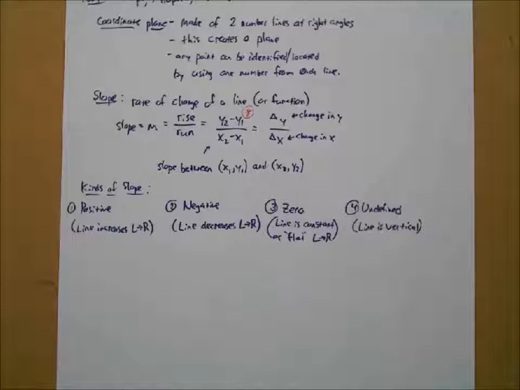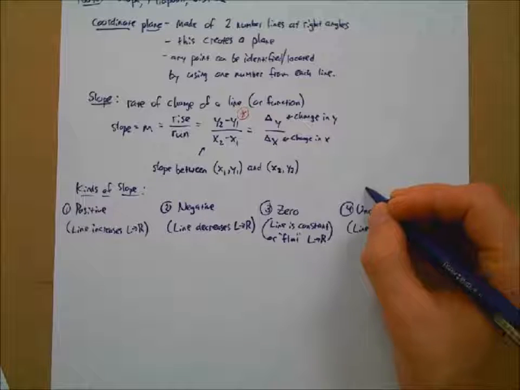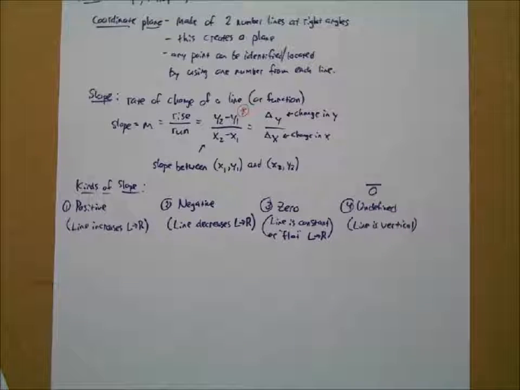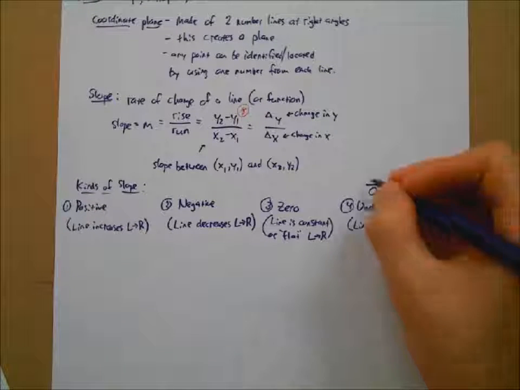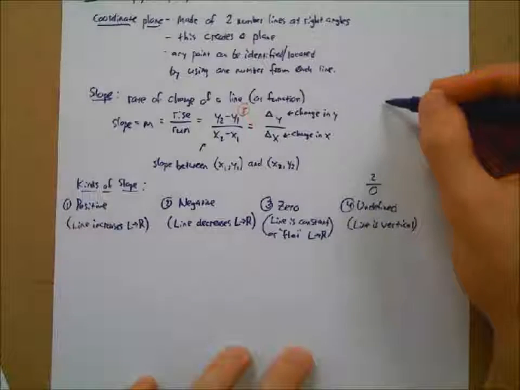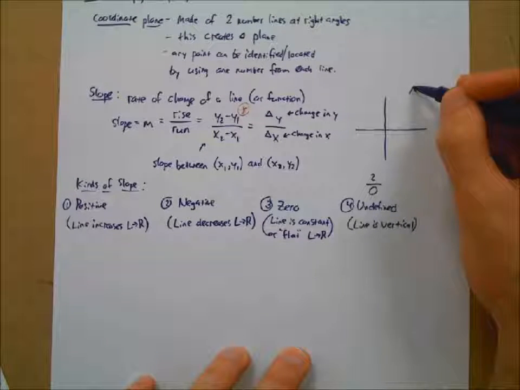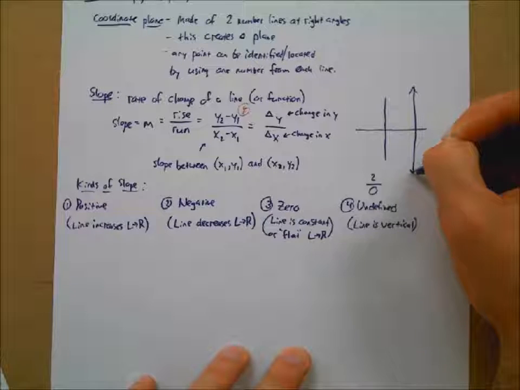Which, undefined as a value, that means you're dividing something by zero, right? When you see something being divided by zero, that is undefined. Okay? So like, 2 divided by 0, that's undefined. And it actually kind of makes sense that a vertical line would have an undefined slope. I mean, if you think about it, let's say I draw a quick little coordinate plane here, a little sketch, and I'll draw a vertical line on that coordinate plane.